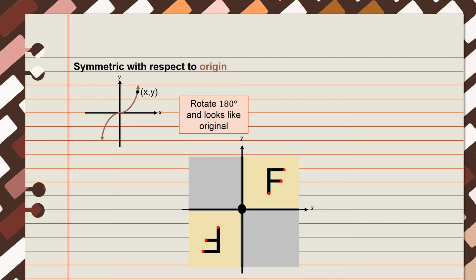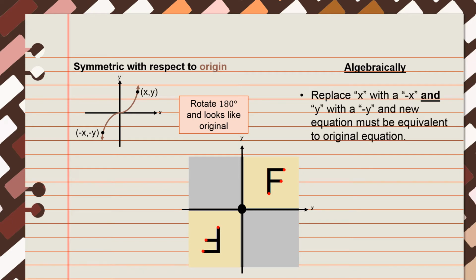Well, it turns out in this case, it's not one value, it's both values. The x now becomes a negative x, the y now becomes a negative y. So algebraically, it means we replace the x with a negative x and the y with a negative y, and the new equation must be equivalent to the original equation. Let's look at an example.